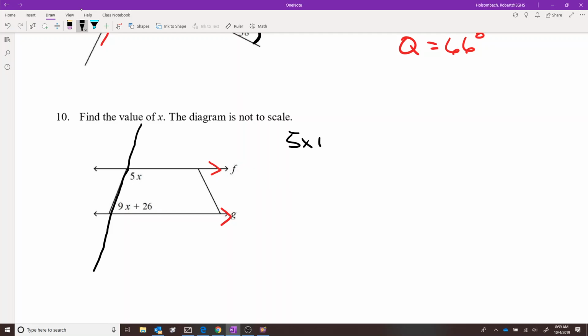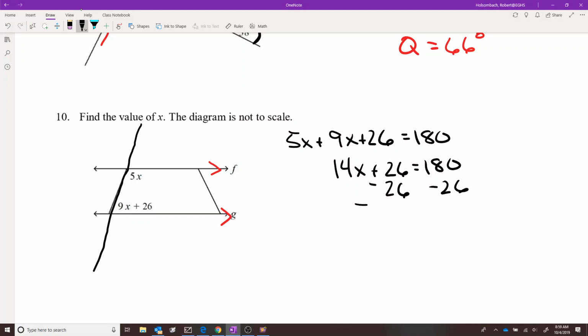So 5x plus 9x plus 26 has to equal 180. So 5x and 9x, 14x plus 26 equals 180. And if you subtract 26 from each side, then 14x will equal 154. And if you divide by 14, x equals 11.